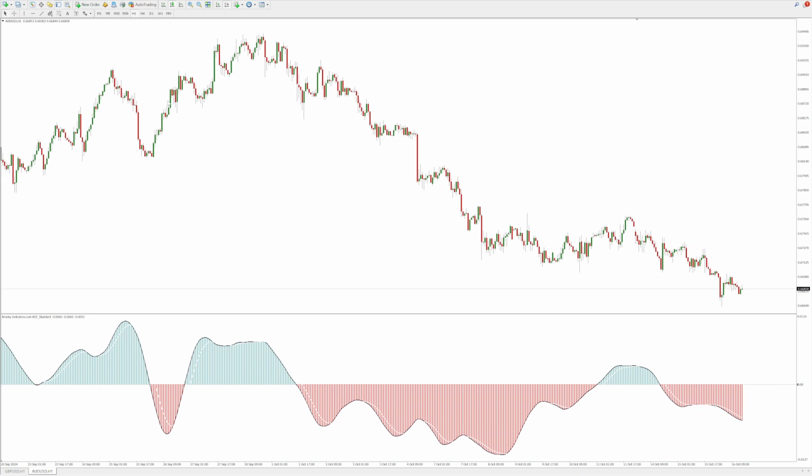So this is the MT4 trading platform. I've downloaded the KST Oscillator and attached it to an Australian dollar, US dollar 1 hour chart. You can use the indicator on any trading instrument, Forex, cryptos, stocks, commodities, indices, etc. And you can also use it on any chart time frame.